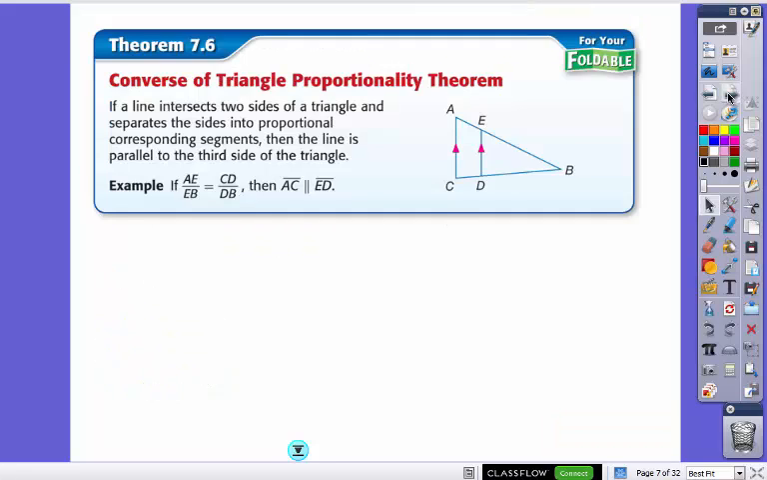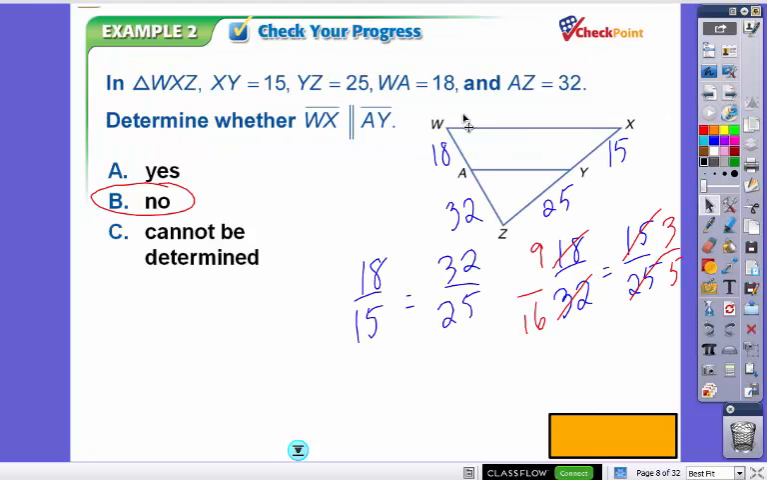Okay, here's the reverse of that rule. If I have a triangle and I have numbers on it, let me just show you an example of it. So this here, they give us numbers, okay? I have numbers on my triangle. I'm trying to figure out, do these lines have to be parallel or not? Well, if they were parallel, then when we set up those proportions, they should work.